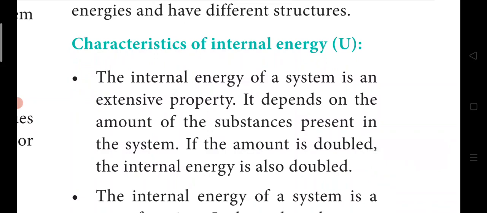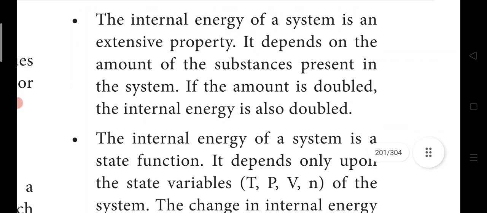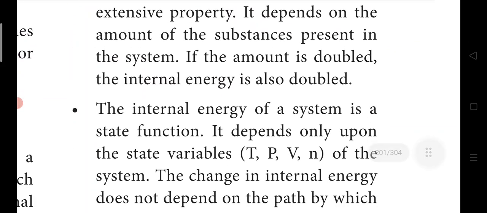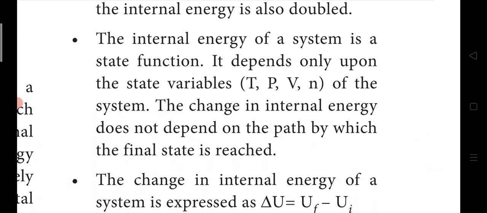What are the characteristics of this internal energy? The internal energy of a system is an extensive property. So this is an extensive property, which means it depends upon the mass and size. It depends on the amount of substance present in the system, and if the amount is doubled, the energy is also doubled. So if I take 2 bananas, I will be more active than with a single banana if I am hungry. Yes or no? The energy of a system is a state function. State function means it will not say whether the reaction has taken place through this path, from initial state to final state.